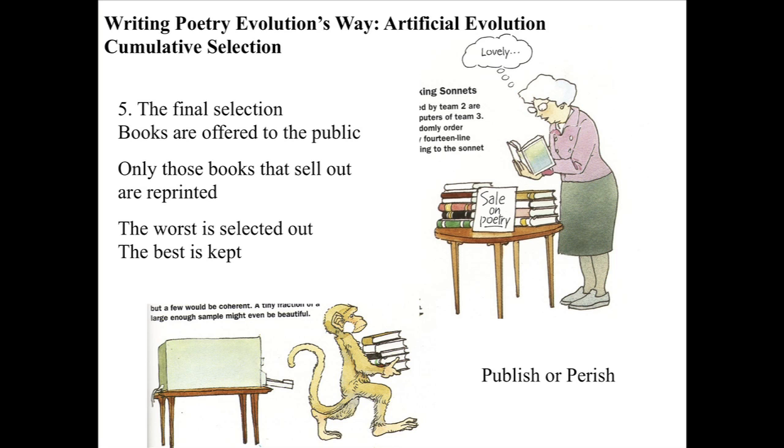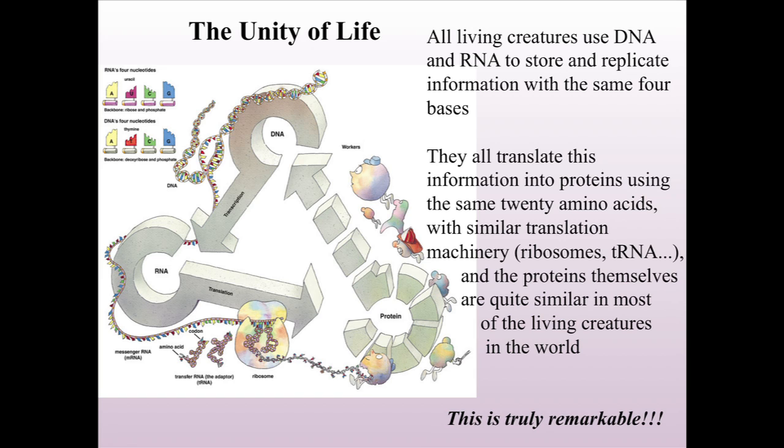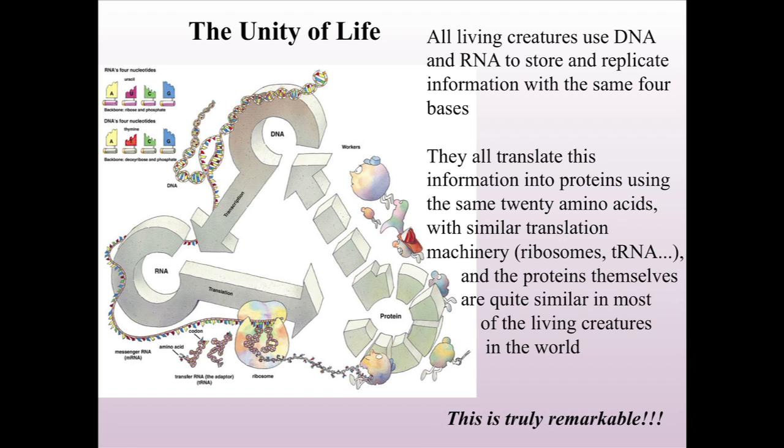The final selection: books are offered to the public. The public then acts as the final selection screen, where only those books that sell out are reprinted. The worst is selected out, the best is kept. Publish or perish. So you see, some sonnets go extinct, others live on. Some have survival value. And such is the unity of life. Such is the conveyance of information. Such as monkeys typing letters, making words, making sentences, making sonnets, making books. We have genetic information making genes, making chromosomes, making cells, making organisms, making populations, making new species, and so on. Yes, it's truly remarkable. But it is an algorithm that is supported by simple emergent rules.